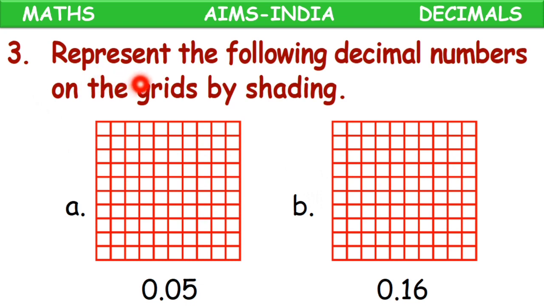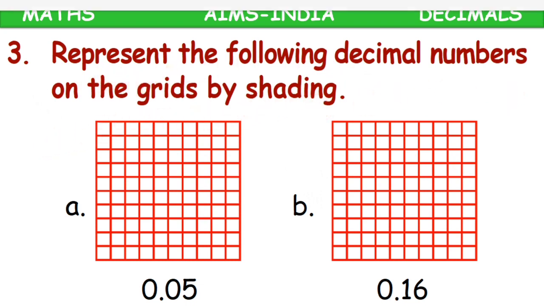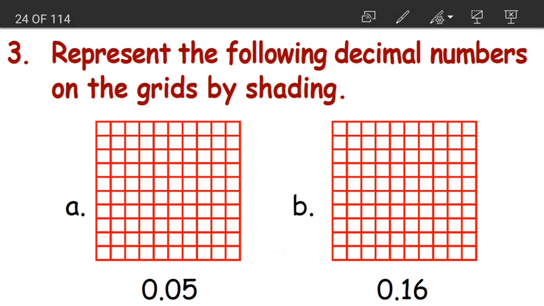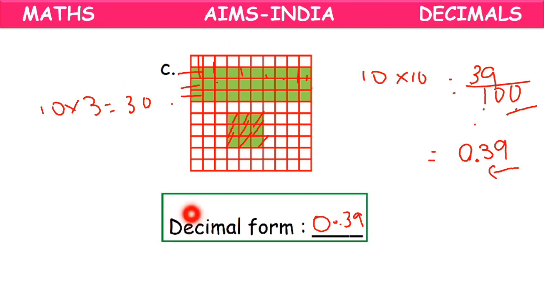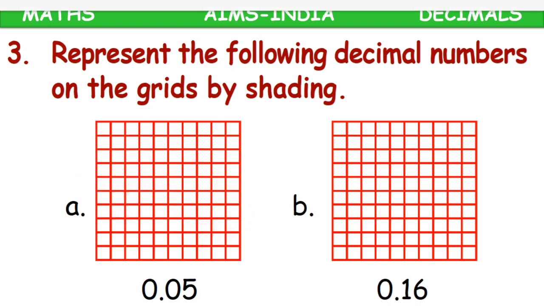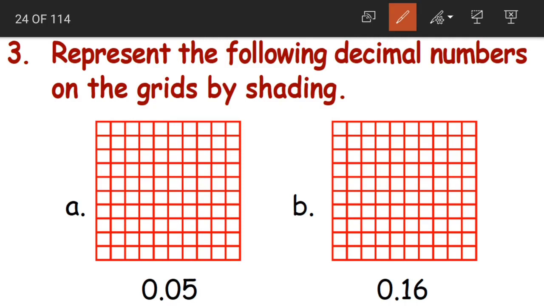Now coming to question 3, represent the following decimal numbers on the grids by shading. Now here it is reversed. In the previous question we were given the shaded figure and we had to write the decimal form. But in this question we are given the decimal form, but we have to shade the squares to match with the decimal form. Our number here is 0.05.